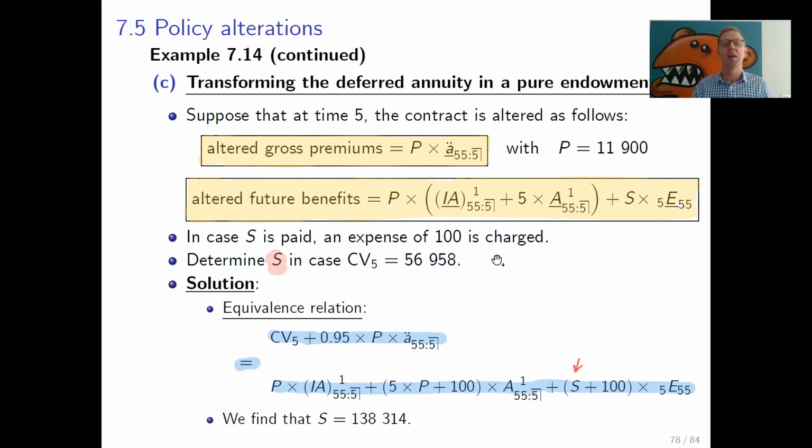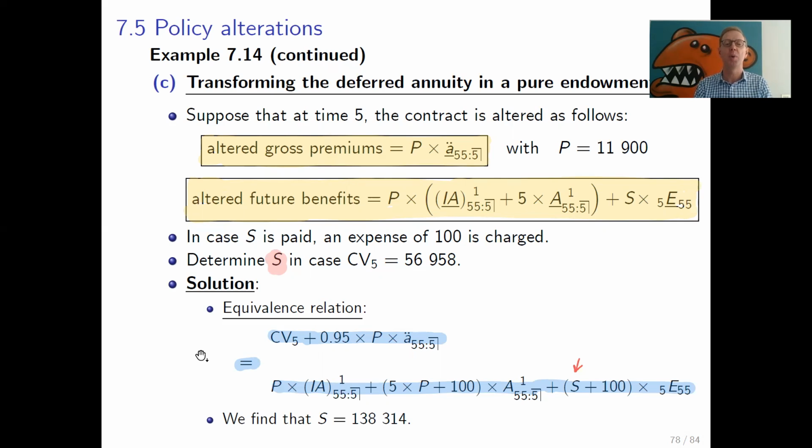Question is then, and well, some remark, in case the S is paid, the insurer has to charge an expense of 100, or in his calculations will charge an expense of 100, and we want to determine now S. What is then the amount of the pure endowment? And we assume that the cash surrender value is 56,950.